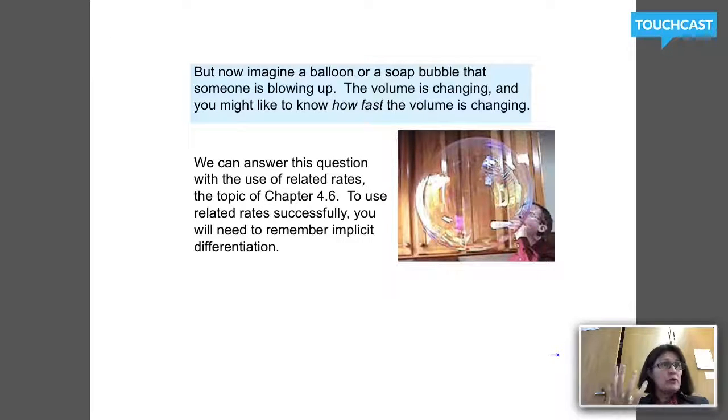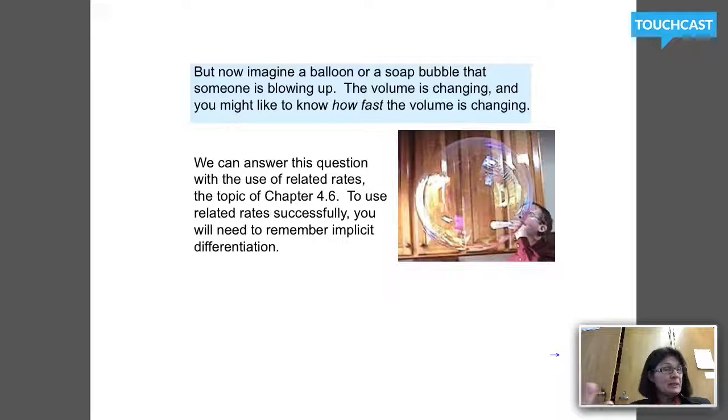You could have a sphere whose volume is changing, and you might want to be able to talk about how fast that volume is changing. Because you can imagine this guy could be blowing the bubble faster or slower. That could change lots of things, how likely it is to pop or how big the radius is going to get before it pops. So we can answer questions about the rate at which the volume of this bubble is changing using what's called related rates. That's the topic of 4.6.